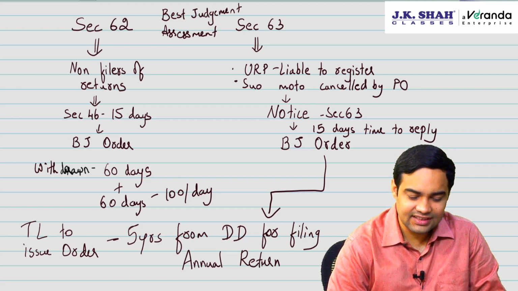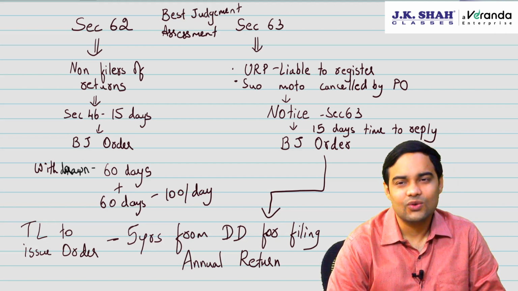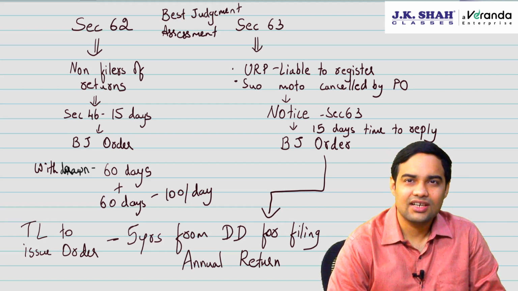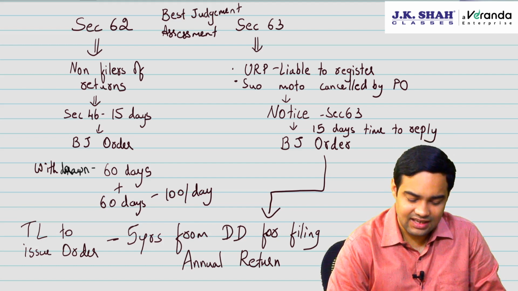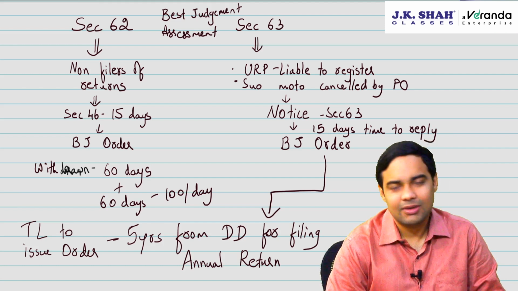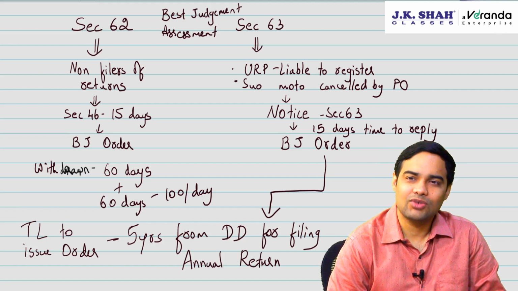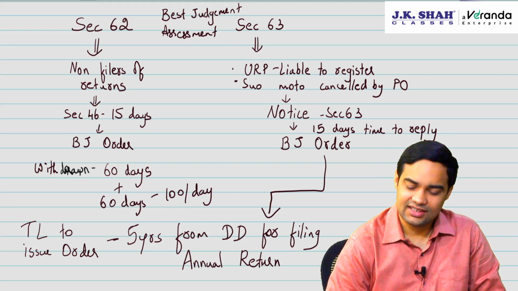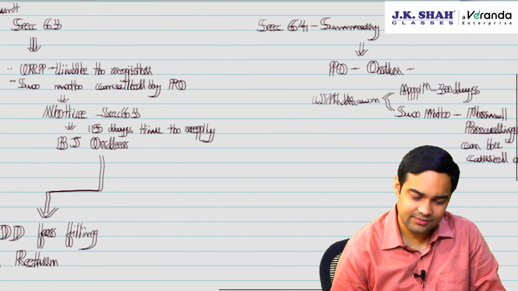Now basically section 63 deals with unregistered person who was liable to register, or a person whose registration is suo moto cancelled by officer. Then in that case a best judgment order can be passed if he has not paid the taxes. The time limit remains same, 5 years from due date for filing annual return for that financial year.